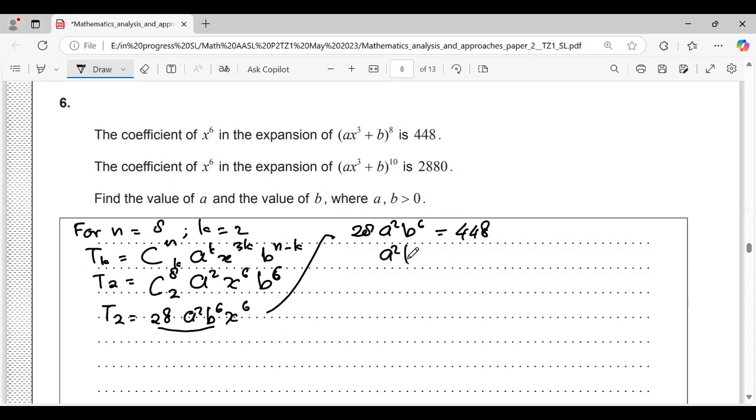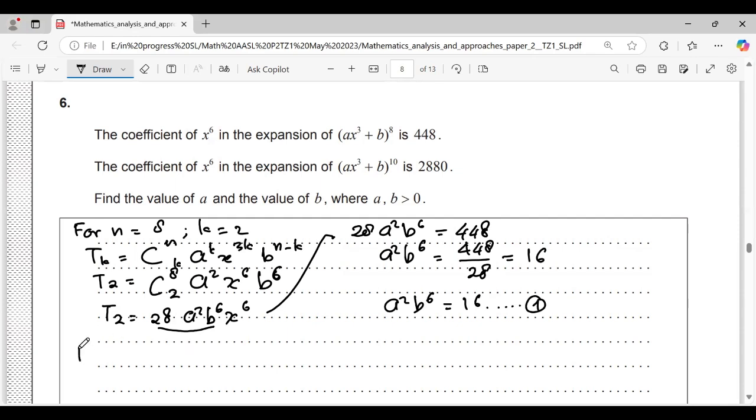That means a squared b power 6 is 448 divided by 28, and it is 16. So a squared b power 6 equals 16. This is the first equation.